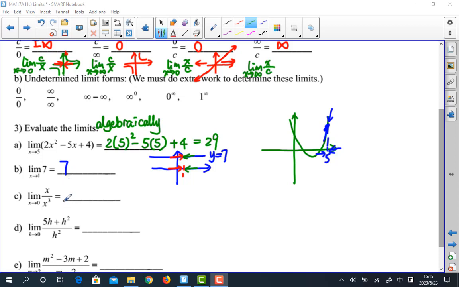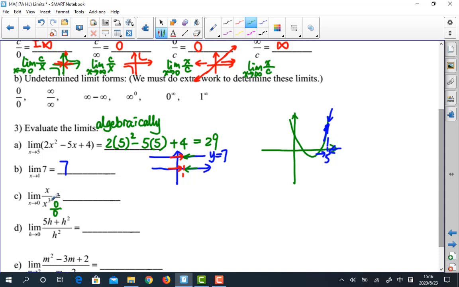Right now, let's look at the next example. How can we evaluate this limit? The limit of x over x cubed when x approaches 0. Let's sub in first. If I use 0 to replace the x in the numerator and the x in the denominator, I will have 0 over 0. This form is called undetermined form. If you see this form after you sub the x equals a value into the function, it tells you that you need to do actual work in order to find its limit.